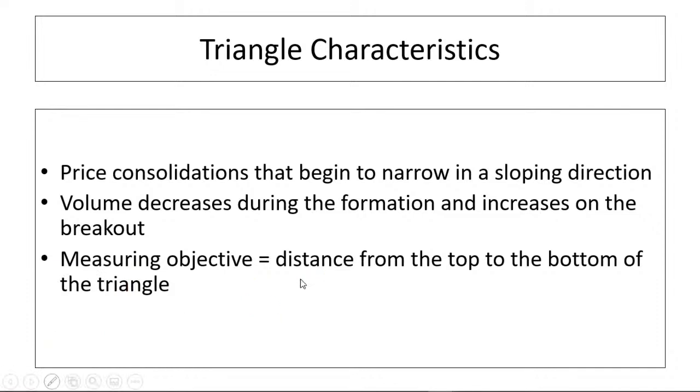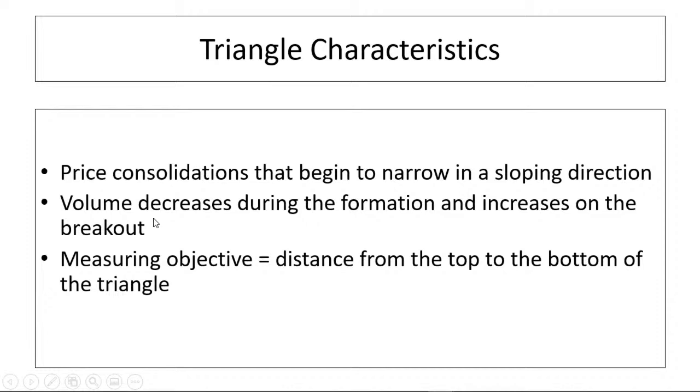So triangle characteristics are when price consolidations begin to narrow in a sloping direction. So again, it can either be a downslope and an upslope, forming a wedge pattern, or it can be an upward sloping direction.